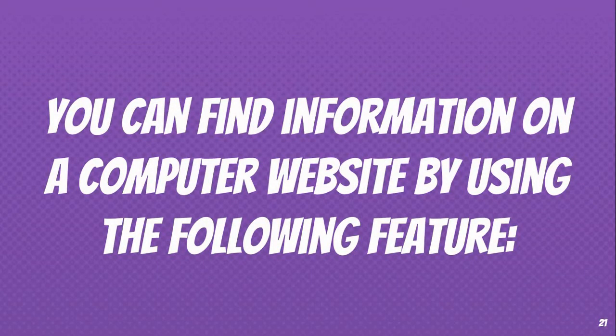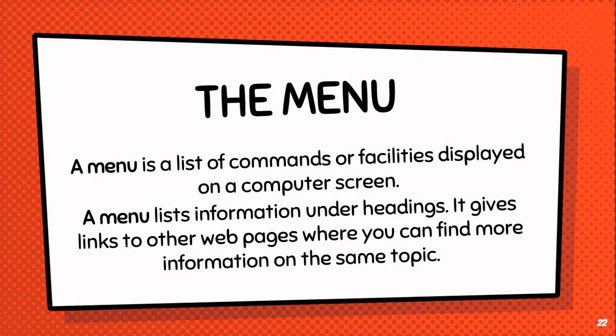The second bonus I'm going to share with you is how you can use websites. You can find information on a computer website by using the following feature, that is the menu. A menu is a list of commands or facilities displayed on a computer screen, and a menu lists information under headings. It gives links to other web pages where you can find more information on the same topic.